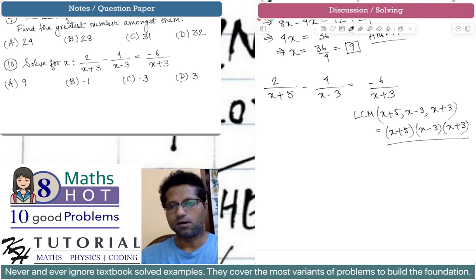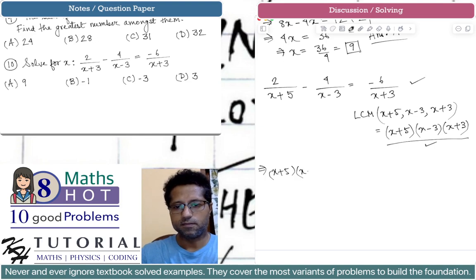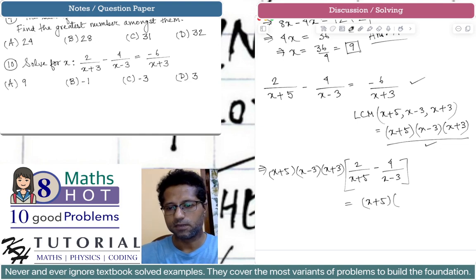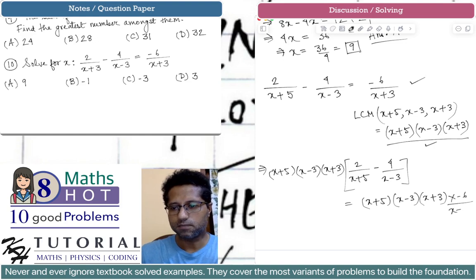So we see that the LCM of x plus 5, x minus 3 and x plus 3 is their product. So I would like to multiply both the sides of this equation by this LCM, and if I do that, I get x plus 5, x minus 3, x plus 3, the LHS is 2 by x plus 5 minus 4 by x minus 3, and the right hand side, I multiply the same LCM also on the right hand side, x plus 5 multiplied by x minus 3 multiplied by x plus 3, and we have multiplied by minus 6 by x plus 3.